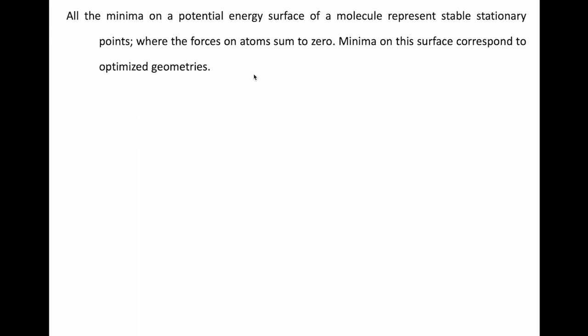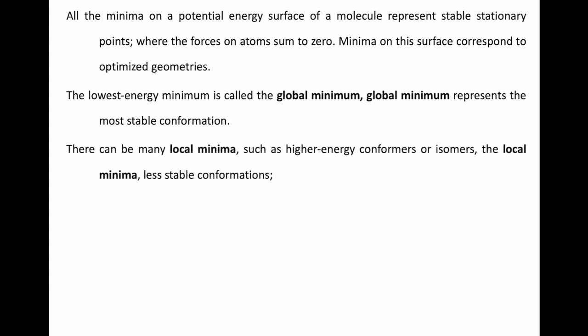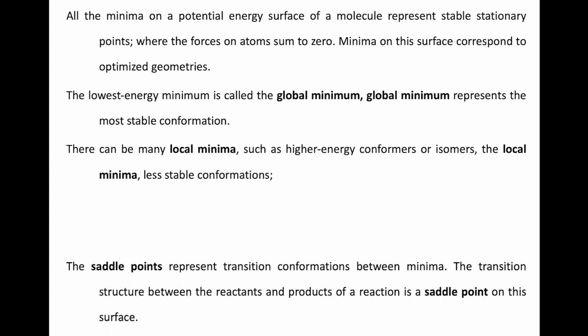Then all the minima on a potential energy surface of a molecule represent stable stationary points where the forces on atoms sum to zero. Minima on this surface correspond to optimized geometries. The lowest energy minimum is called the global minimum. The global minimum represents the most stable conformation. There can be many local minima, such as higher energy conformations of isomers, which are less stable conformations.